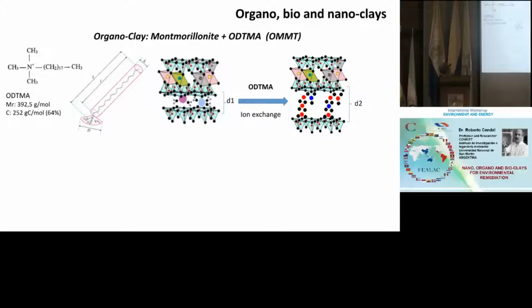What are Organo and Bio-Clays? Clays are aluminosilicates, and they are present everywhere. They are a kind of rock, and they have silicates. In our particular case, montmorillonite. It belongs to the bentonite family. It is a laminar clay, composed of aluminosilicate.